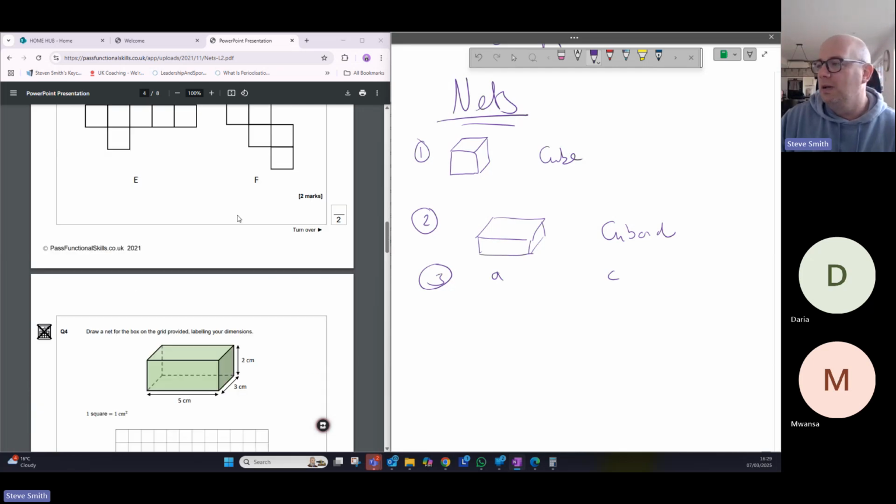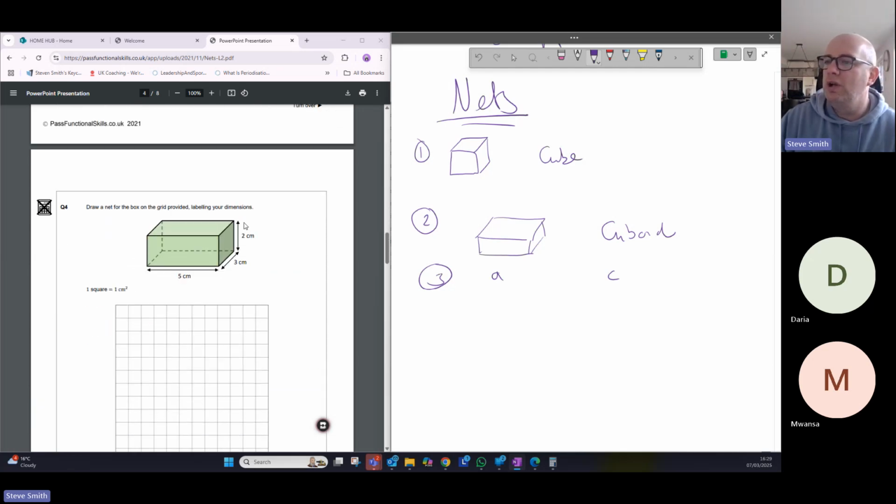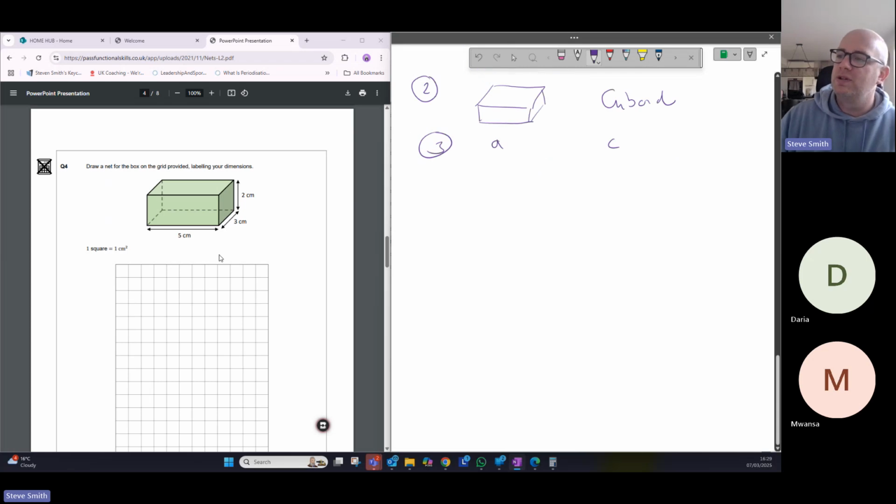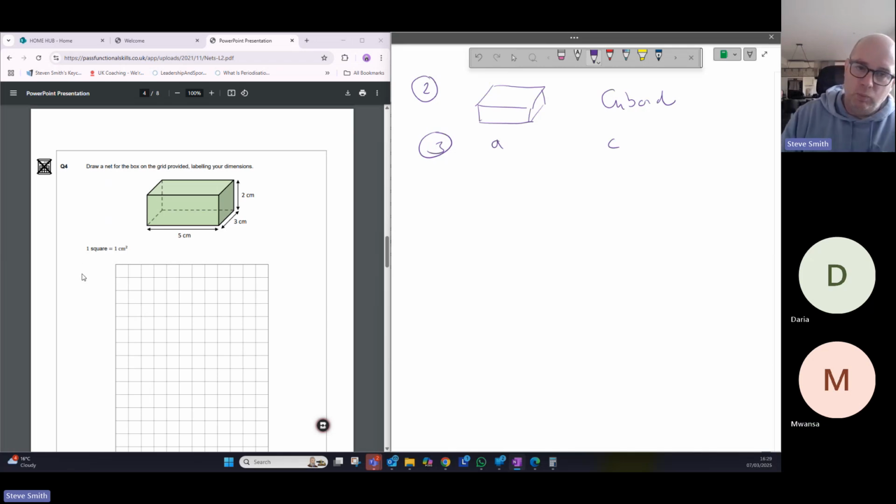Okay, let's go down to number 3. Draw a net for this box. So when it comes to drawing nets, you'll be given a tool, and the tool is like a drag and drop tool or a pencil on the side of your screen. There's a section on the NCFE website where you can test out the tools, and it's really worth having a go at those.